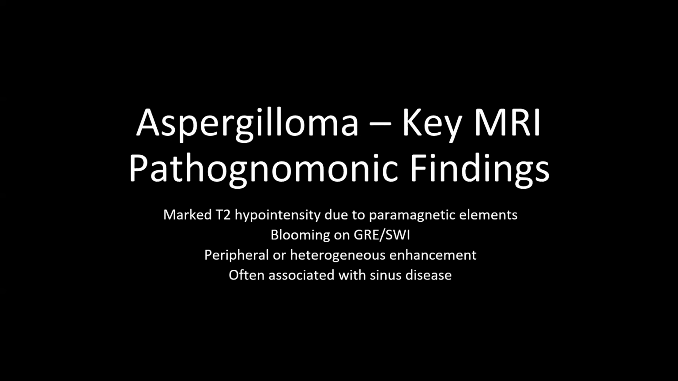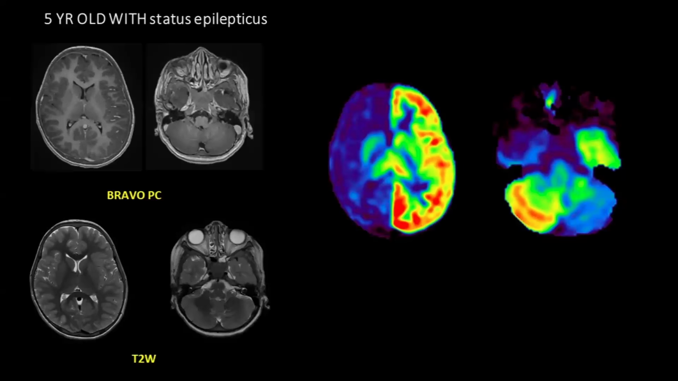If you remember the COVID days where we had a lot of fungal infections which were diagnosed as mucormycosis cases, that is what we were seeing. A lot of hypointensity and blooming areas on SWI and on T2 weighted images. Peripheral or heterogeneous enhancement, associated with sinus disease, and sometimes it can cause calvarial or bone destruction.